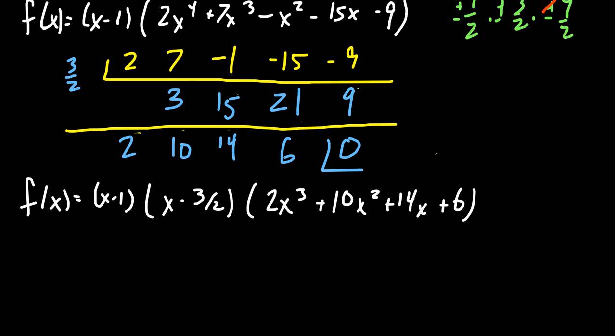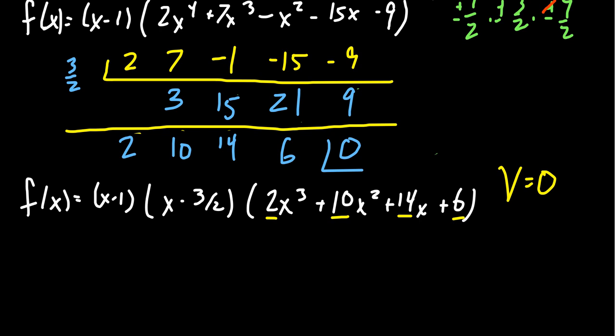Now look what happened here. You have this x minus 3 halves. If you don't like fractions, you're going to like the next step here. Notice that if we look at the quotient here, 2x cubed, 10x squared, 14x plus 6, there are two things I want to point out. There's no variation of signs right here. The variation is 0. That means there's no more positive roots.